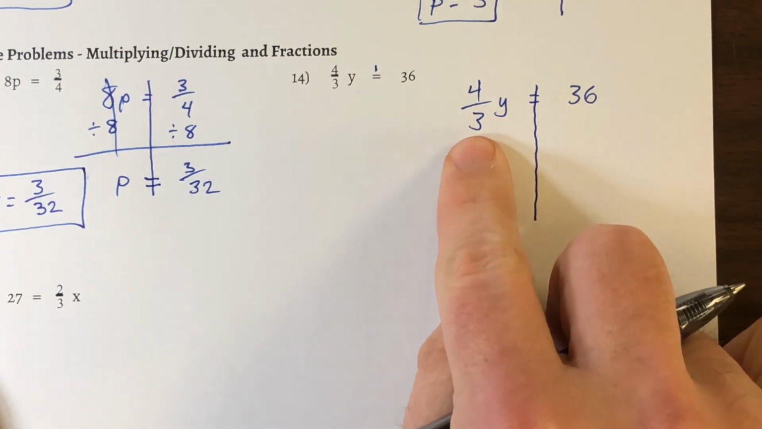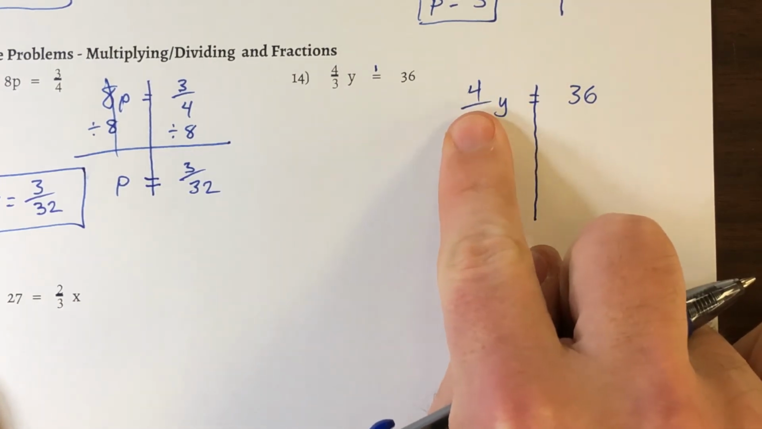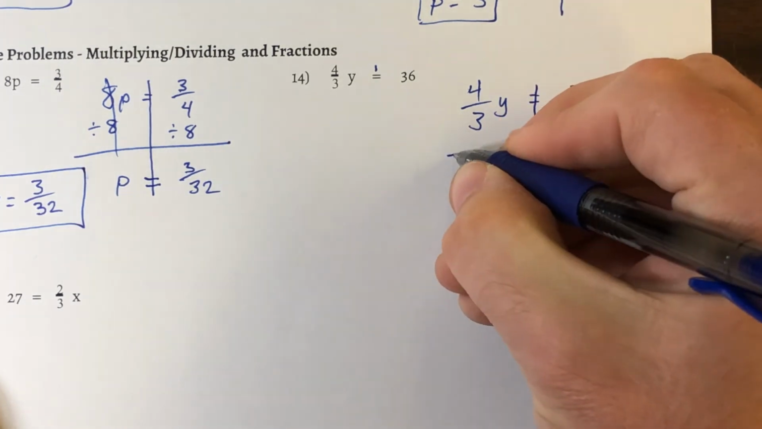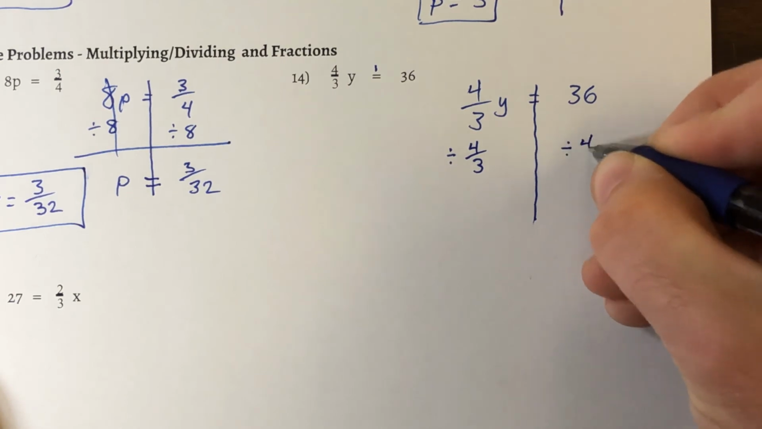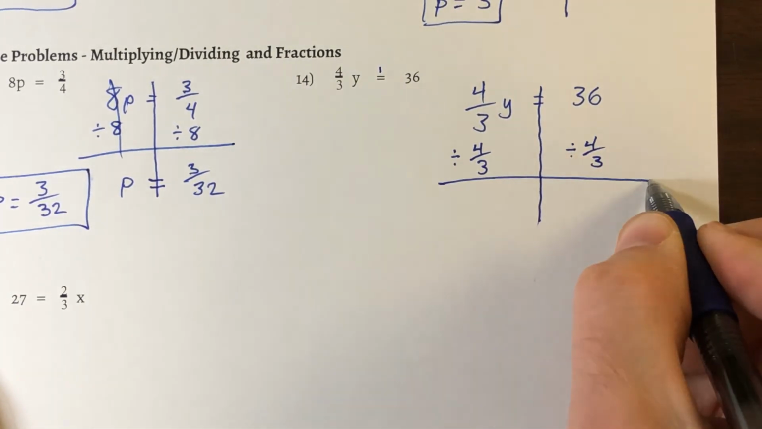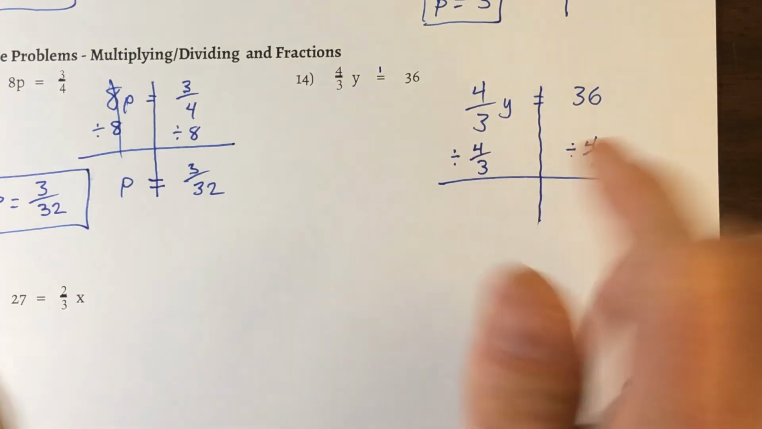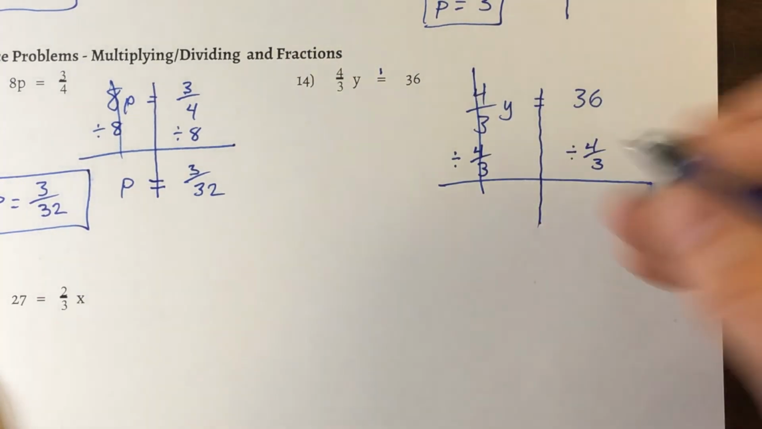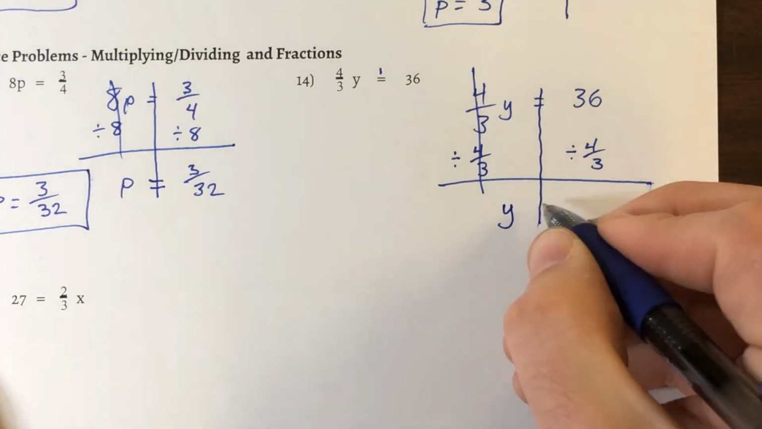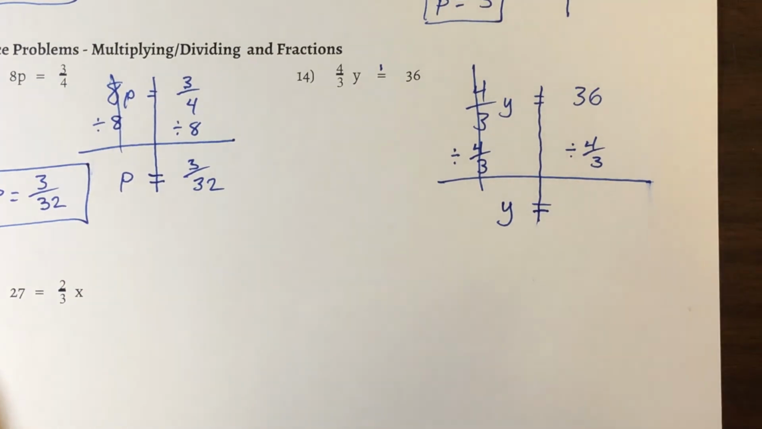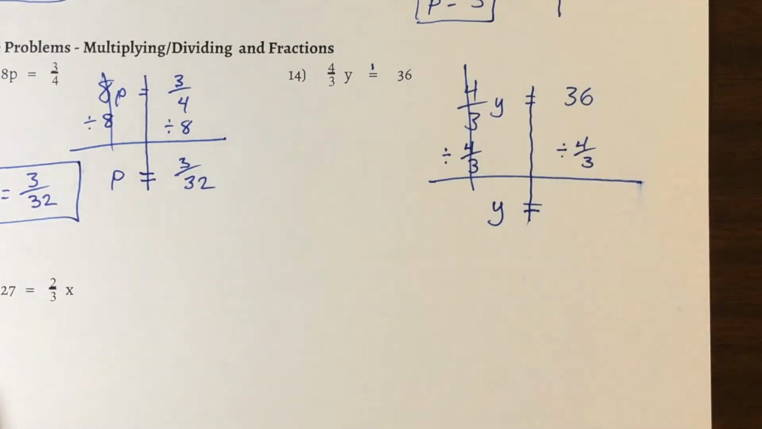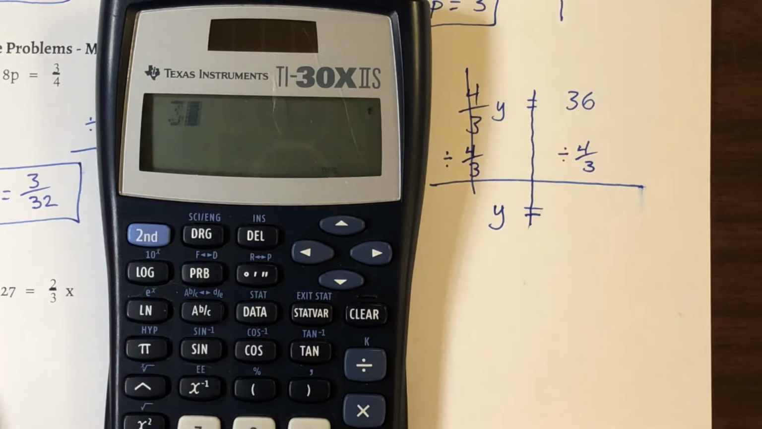We want to get y by itself, so what needs to go away? The 4/3. Well, since we're multiplying by 4/3, the opposite would be dividing by 4/3. Again, we have to do that to both sides. So 4/3 y divided by 4/3. We did the opposite. Those are going to cancel, leaving us with y. That's always going to happen. Never takes any work. Thank goodness. We're already doing enough work. 36 divided by 4/3. We're going to get 27.